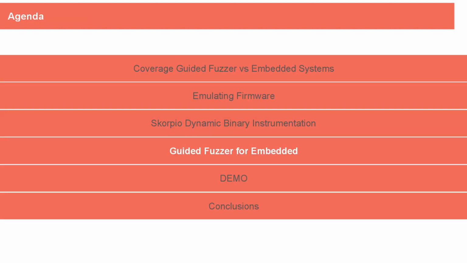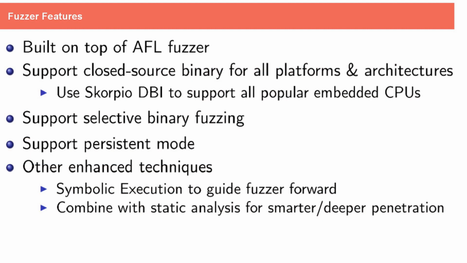Okay, so we have the DBI, right? So we can start to build our fuzzer. How to do that? We build our fuzzer on top of the AFL fuzzer, which is a very good guided fuzzer. The feature is that, unlike AFL, we support binary-only targets. To do that, we use Scorpio, because the Scorpio DBI allows you to instrument anywhere in the program, and it supports all CPUs. So you can build our fuzzer running on all CPUs.